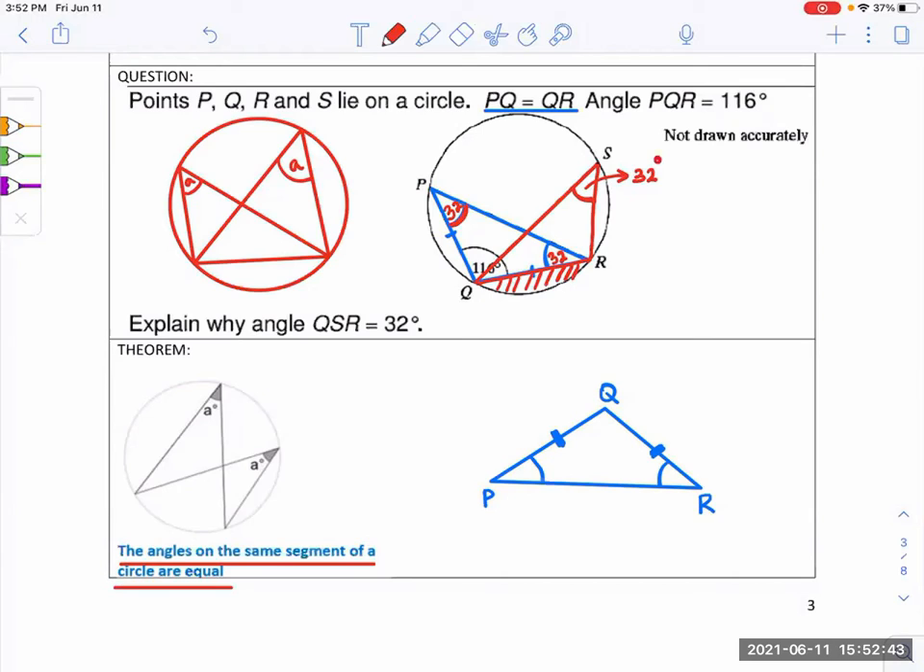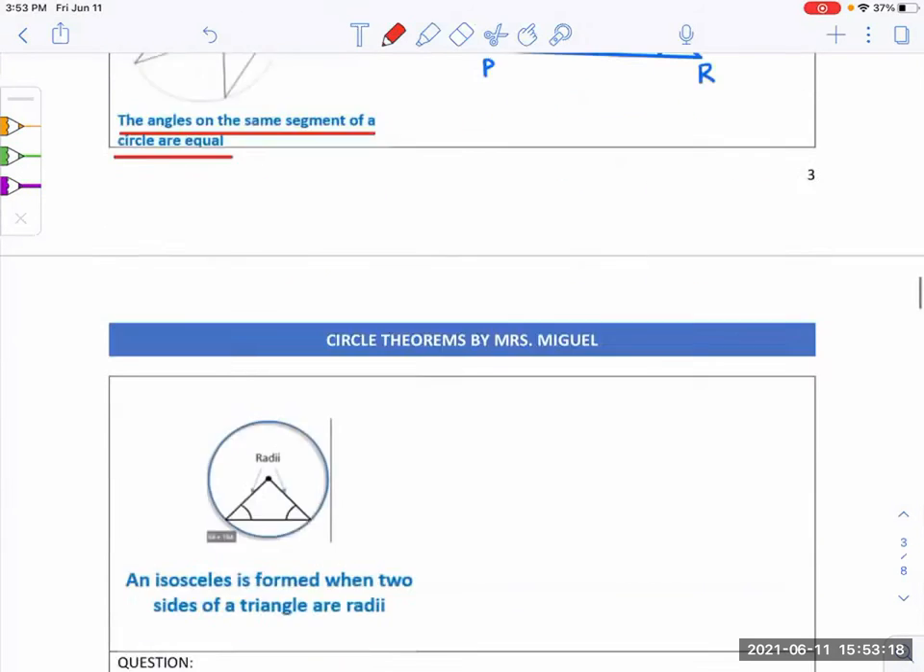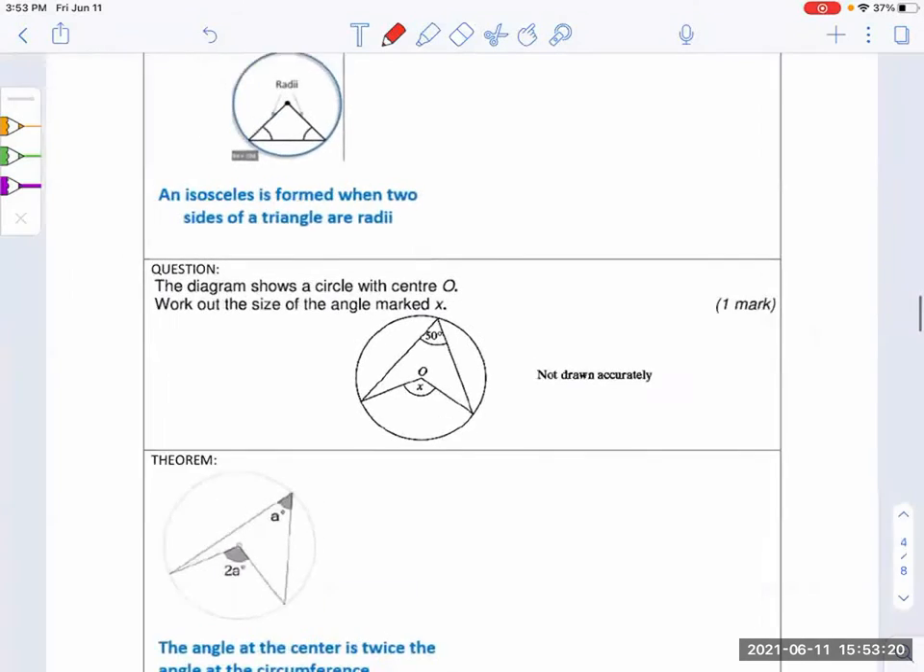Yeah, Miss. So the reason is angles on the same segment are equal. Does anyone have any question? Do you all understand why the angle at S is 32? Yes, Miss. Can I move on, or do you want me to go over it? All right, let's go. Look at this one.